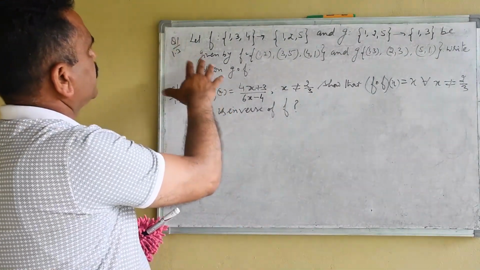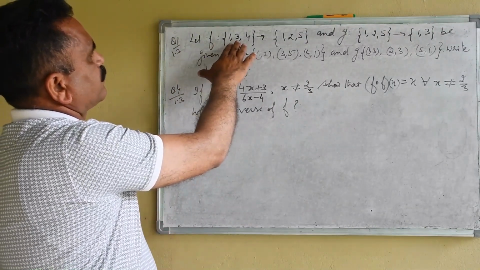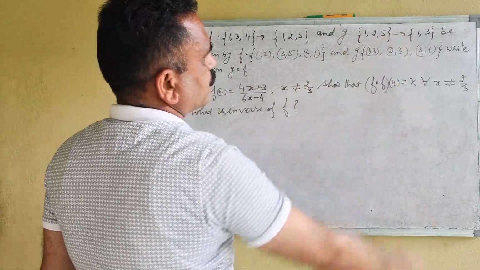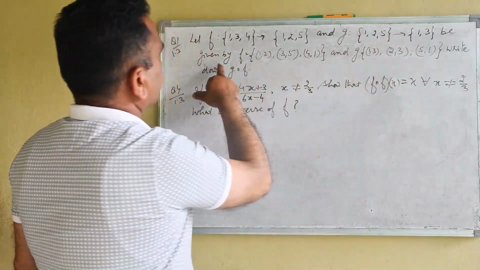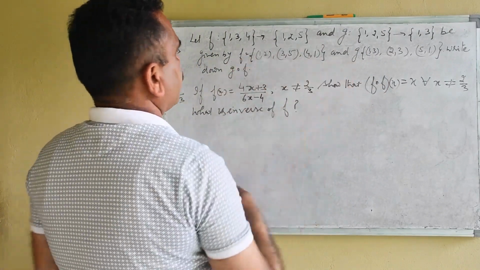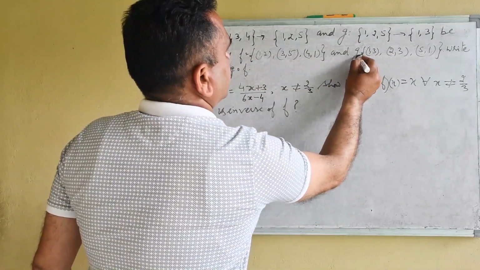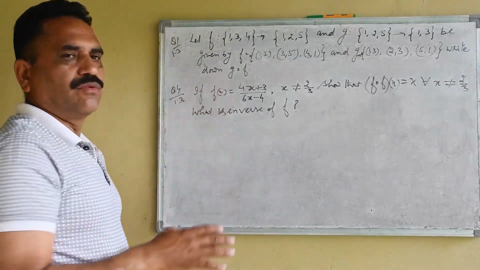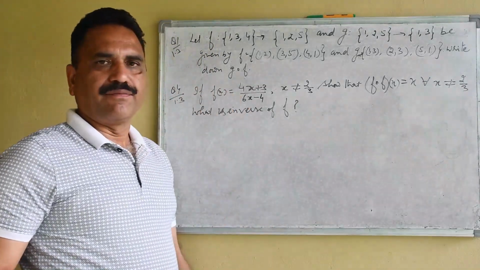That is, first question: let f: {1, 3, 4} to {1, 2, 5} and g: {1, 2, 5} to {1, 3} be given by f = {(1, 2), (3, 5), (4, 1)}. This is function f, and function g is equal to {(1, 3), (2, 3), (5, 1)}. Write down g of f.